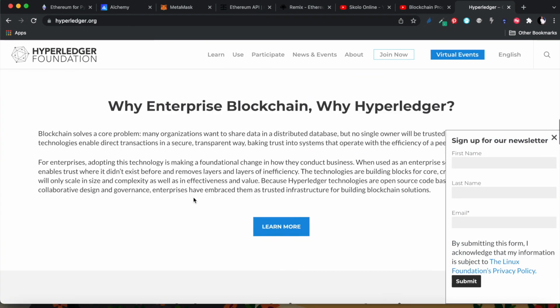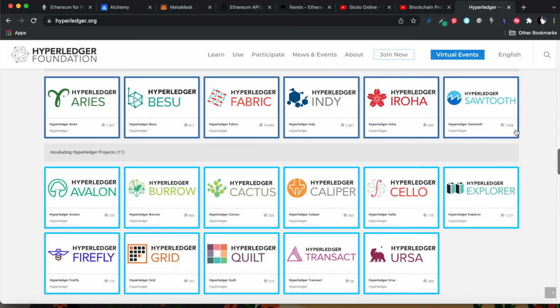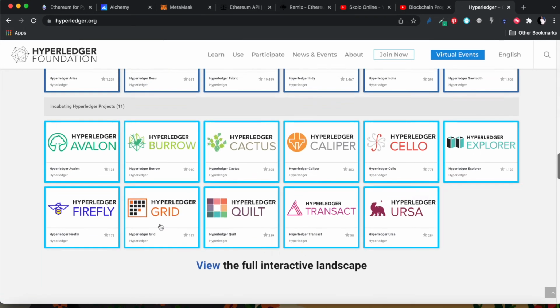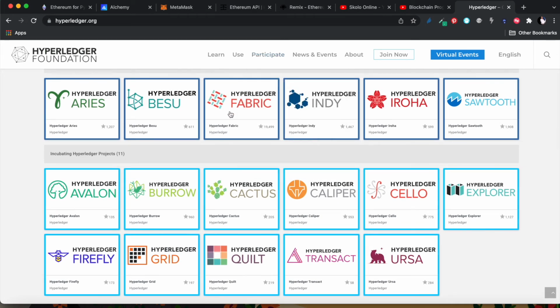There are the different types. Look at all of these blockchains. All of these are different blockchains within Hyperledger. You have everything from Hyperledger Fabric, which is the one that I think I developed with the most, Sawtooth, Besu, and so on. They all have different use cases and different applications.